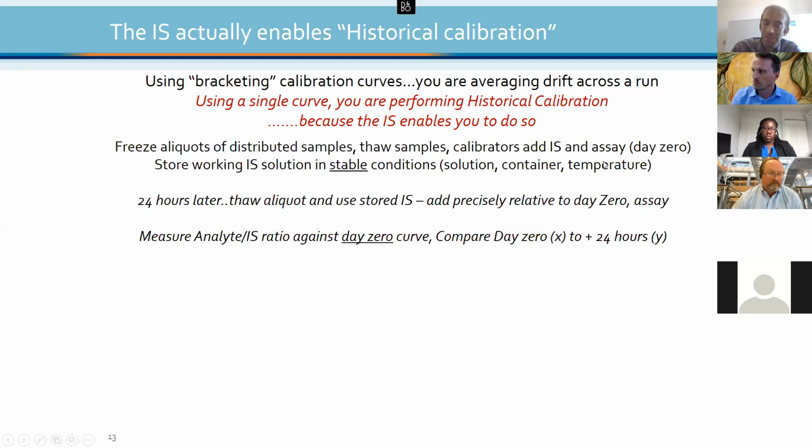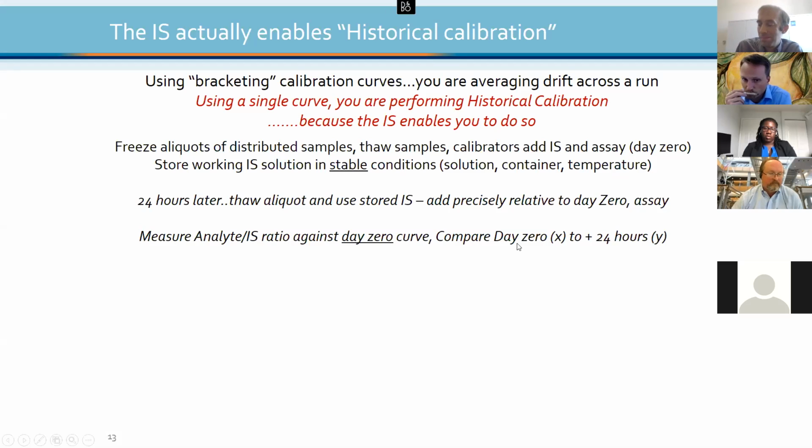24 hours later, or even out to 7 days, and out to 30 days, we take a thawed aliquot of the sample, and we add the stored internal standard solution. We now have to add them precisely volumetrically relative to day 0. So there's no calibration when we run the next day to validate this. And then you're simply solving for the analyte to internal standard peak area ratio using the regression equation that Lloyd just showed you as an example.